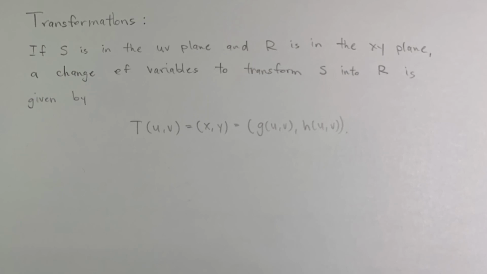Now we'll quickly go over something called transformations, and it's more of just a notation thing that's not very big. If S is in the uv plane and R is in the xy plane, a change of variables to transform S into R is given by the transformation T of uv, which is equal to xy, which is equal to g of uv and h of uv. We'll see how this works in the next example.